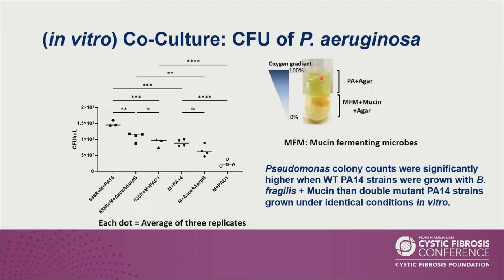Pseudomonas colony counts are significantly higher when the wild type strains are grown with B. fragilis and mucins compared to the double mutant PA14 strains, which means that when acetate and propionate are available, they actually grow better. It means the mutation only partially inhibits them, not fully. They're still able to grow. Their growth is very similar to PA01, so the PA14 mutants are still able to grow. They're not really dysfunctional Pseudomonas.